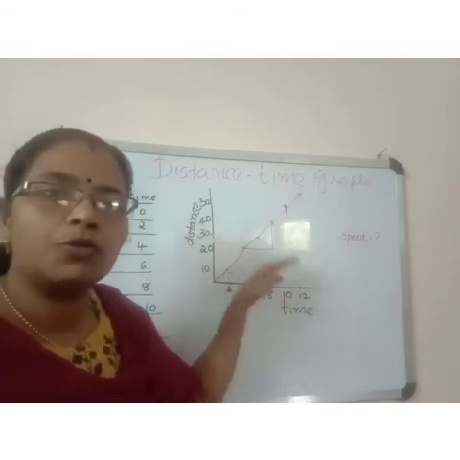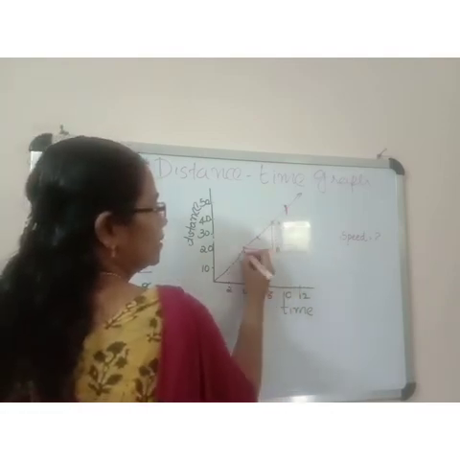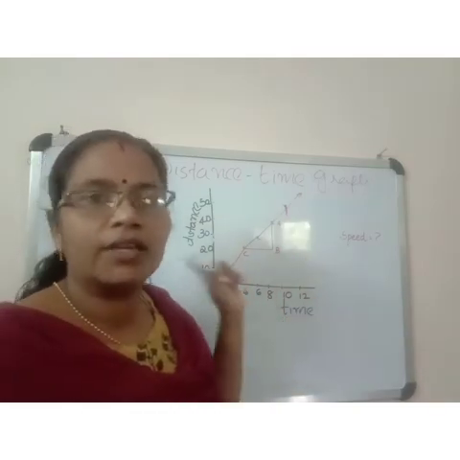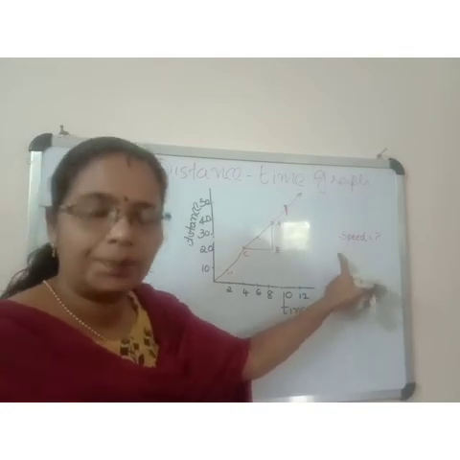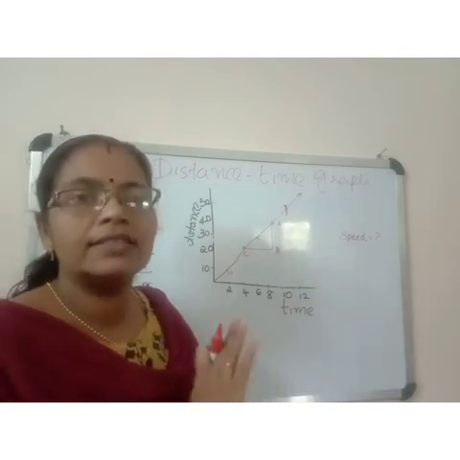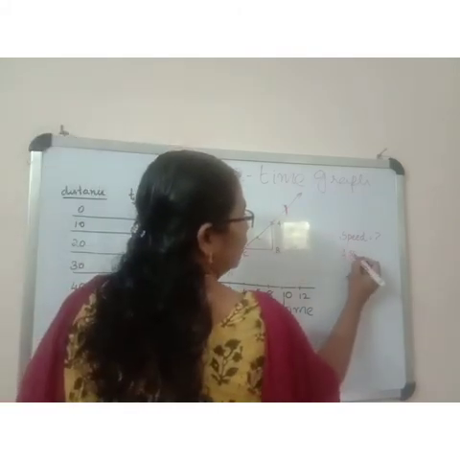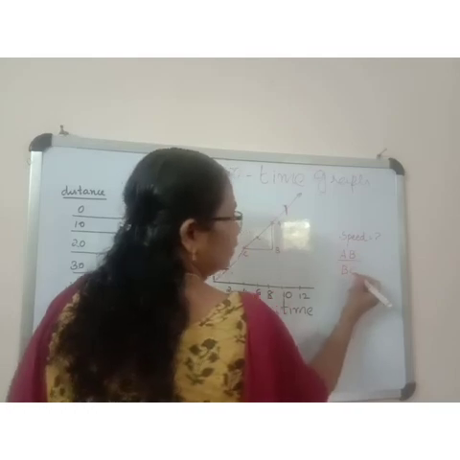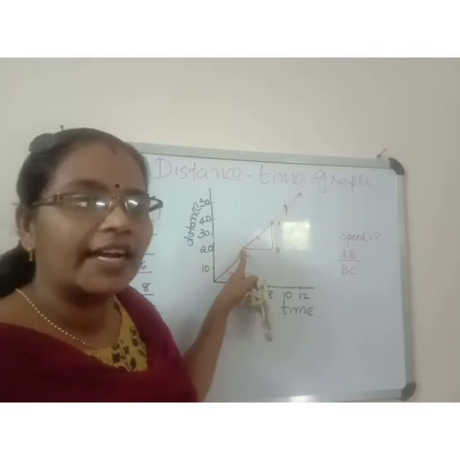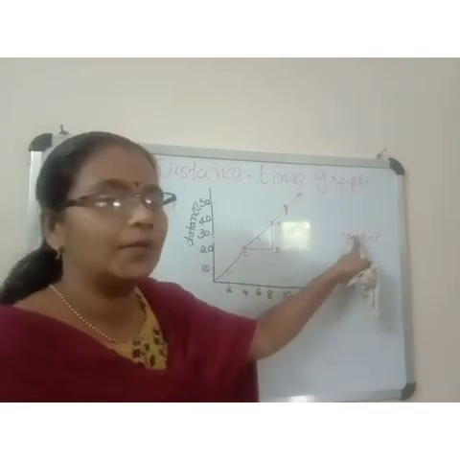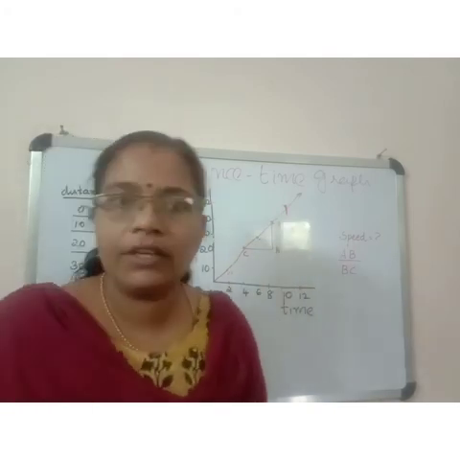So now I am choosing a triangle like this. Now I am marking A, B, C, the sides of the triangle. And the speed in this distance time graph will be AB by BC. The length of the side AB divided by the length of the side BC will be the speed. How to find out AB and BC, we will study later.